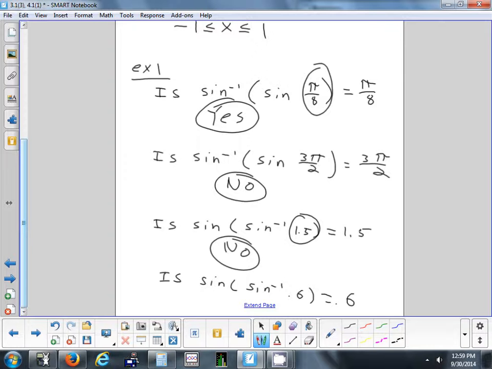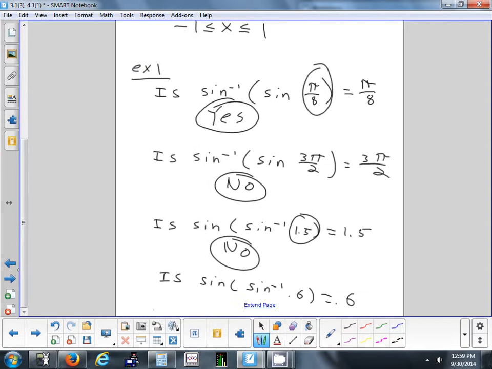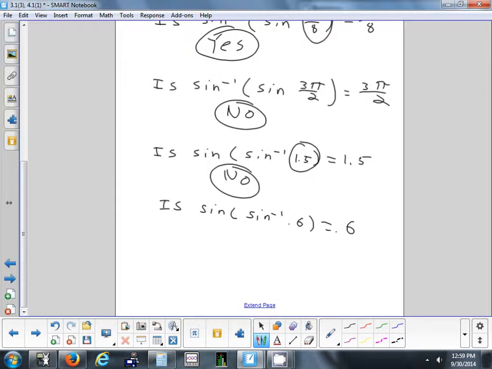Okay, and the last one. Inverse sine is still on the inside. So same restriction. Have to be between negative 1 and 1. So Ryan, will that example work? Yes, that will work. Okay, any questions on that?